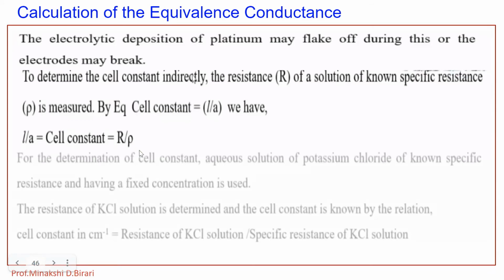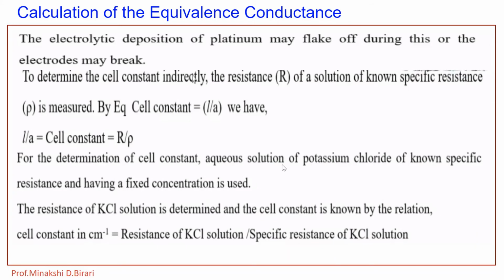For the determination of cell constant, aqueous solution of potassium chloride of known specific resistance and having a fixed concentration is used. We should remember, for determination of cell constant, we require aqueous solution of potassium chloride of known specific resistance and having fixed concentration. The resistance of KCl solution is determined and the cell constant is known by the relation: cell constant in per centimeter is equal to resistance of KCl solution divided by specific resistance of KCl solution.